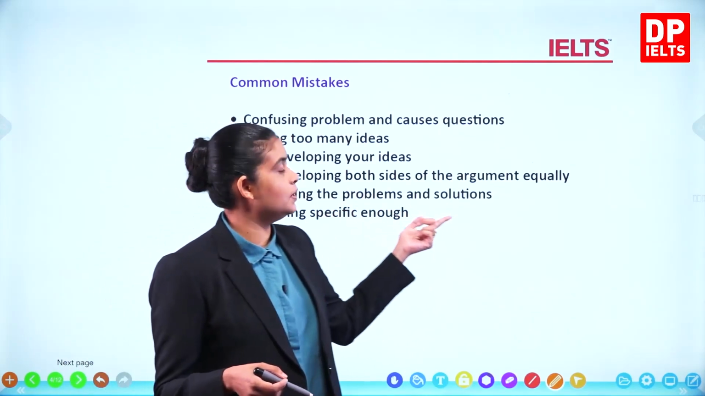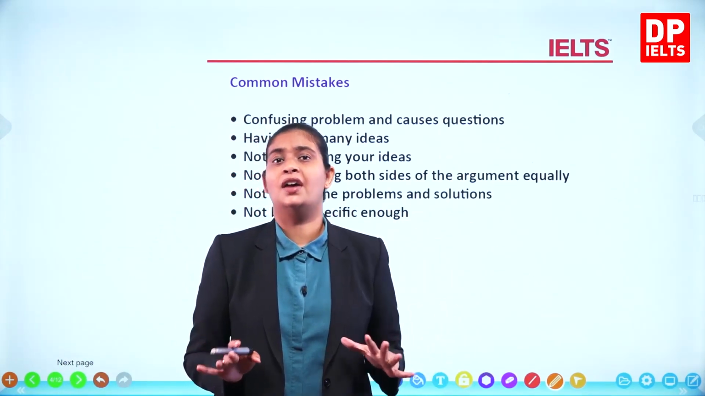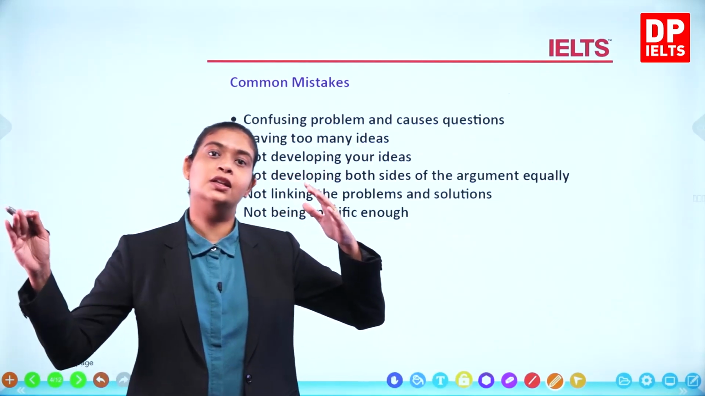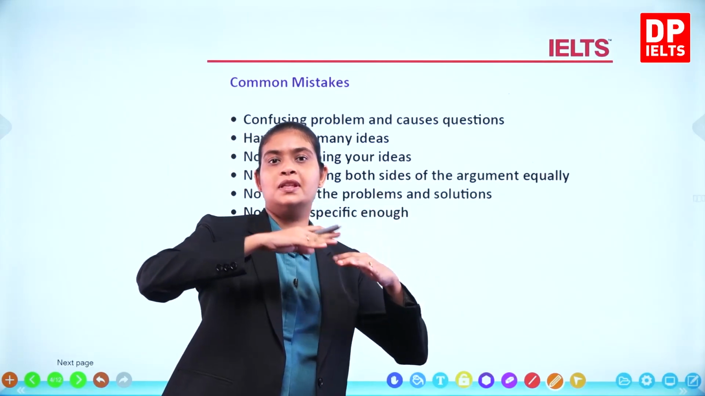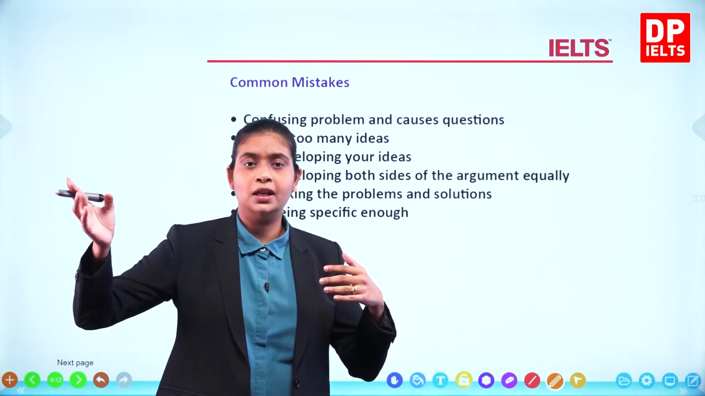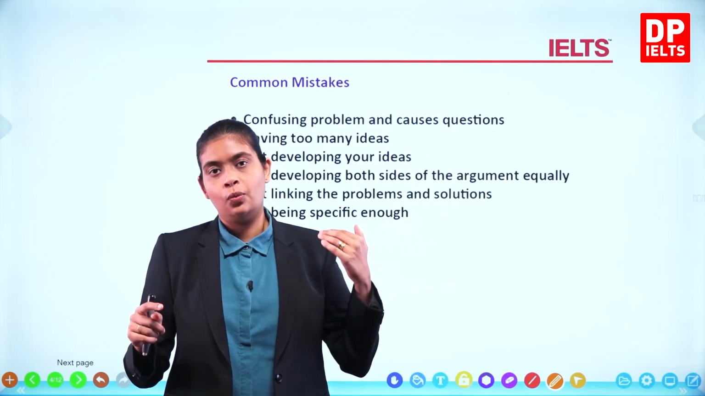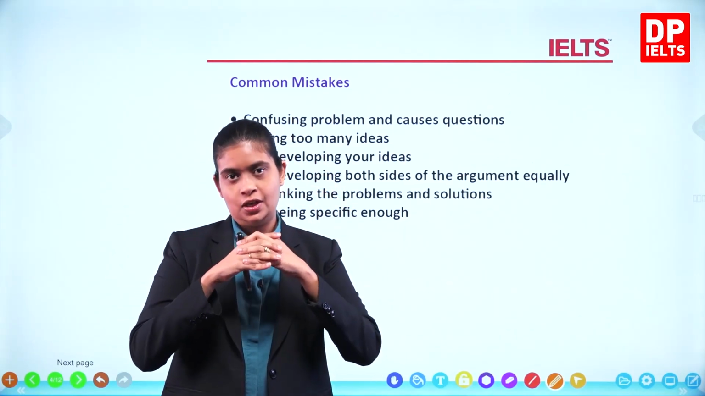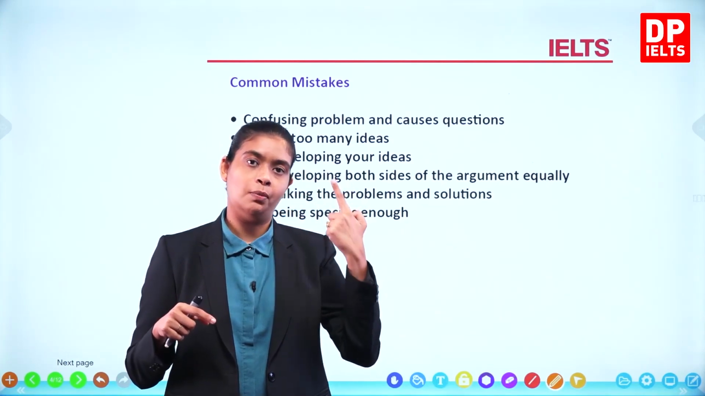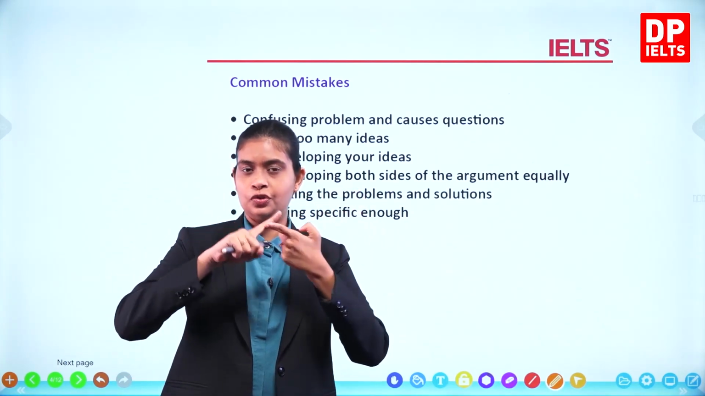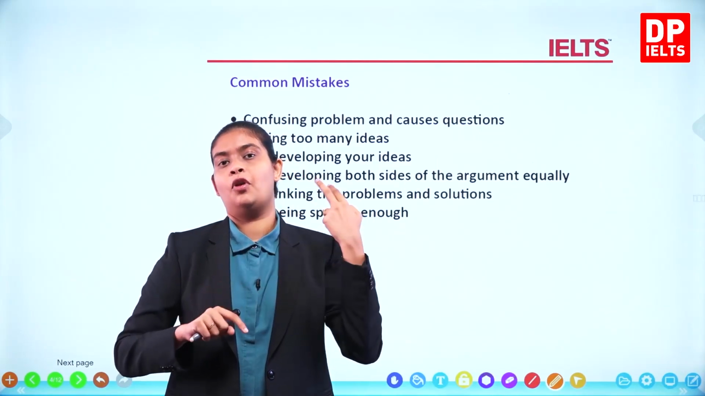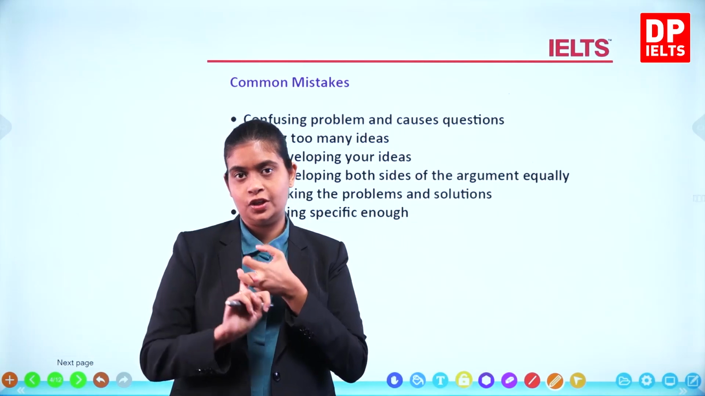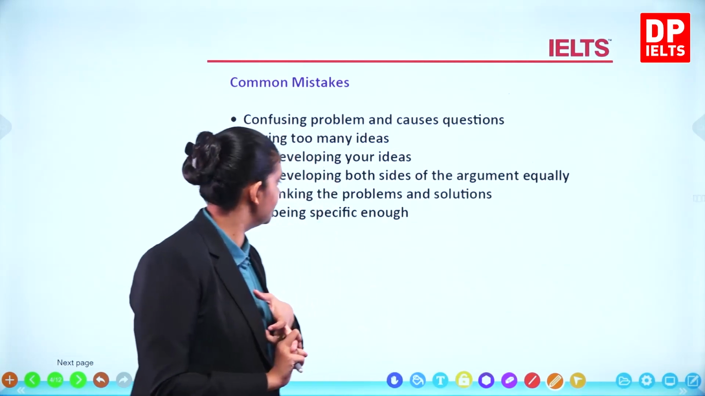Not linking the problems and solutions. So that's another common thing. Some students write some problems and then the solutions are not for those problems. They are just random solutions, right? You can't do that. When they ask you for problems and solutions, they need to interlink. So if you talk about a problem 1, then the solution 1 should be for that problem 1. Problem 2 and solution 2 should be for that specific problem. So they should link together, right?